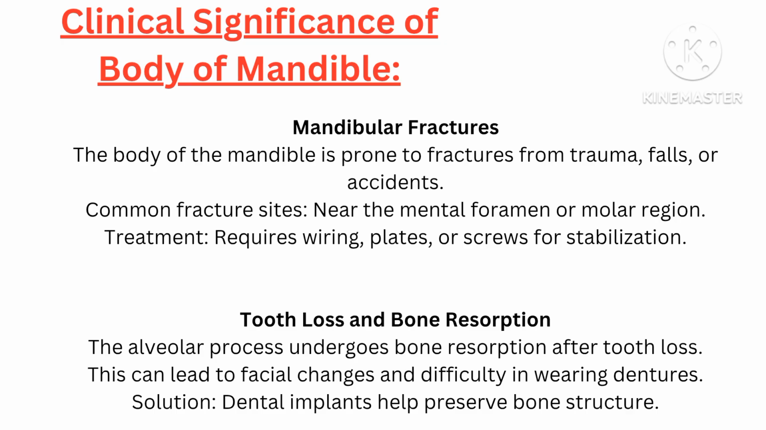Clinical significance of the body of the mandible. Mandibular fractures: the body of the mandible is prone to fractures from trauma, falls, or accidents. Common fracture sites are near the mental foramen or molar region. Treatment requires wiring, plates, or screws for stabilization. Tooth loss and bone resorption: the alveolar process undergoes bone resorption after tooth loss. This can lead to facial changes and difficulty in wearing dentures. Solution: dental implants help preserve bone structure.